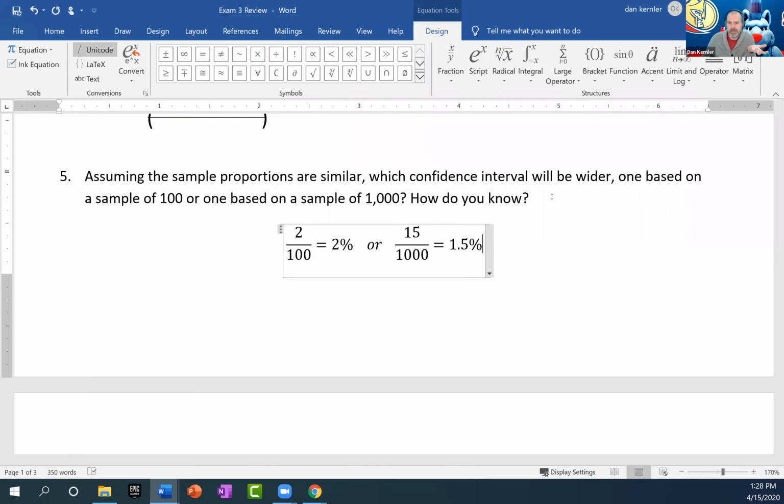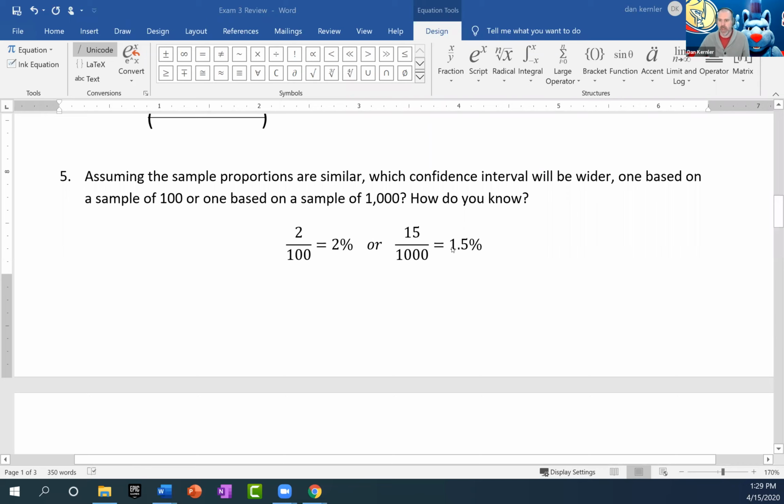The 1,000. I mean, it seems pretty obvious. I've got a bigger sample size. So if we did these intervals, the margin of error on the smaller sample would be wider. And it's actually built into the formula. The margin of error always ends up being smaller for a larger sample size, assuming the proportions are similar. So a larger sample size will give you a narrower interval. That will always happen. Let's actually do this right now in StatCrunch.